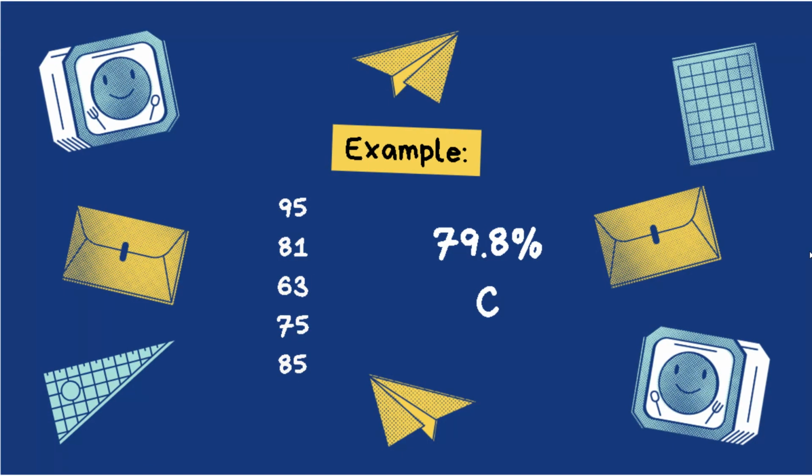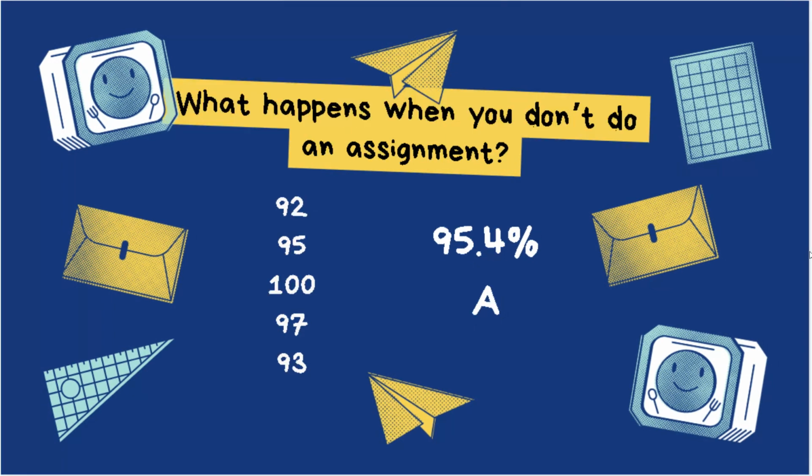Here's a more varied example. Now we have a student who has a list of grades that fall in the A, B, D, C, and B range. So this student's grades are more difficult to predict just by looking at them. But when we calculate their average, we find that their typical grade is a 79.8%, which is a C. So this student's most typical or most normal grade is somewhere in the C range.